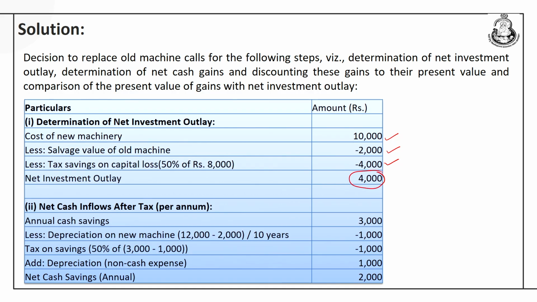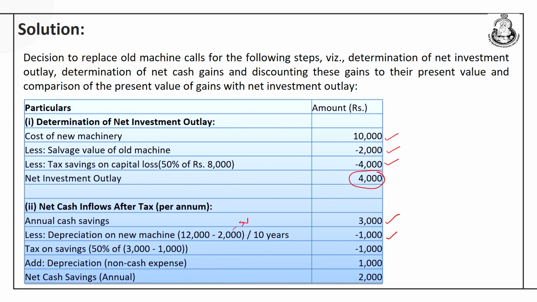Now, let us find out another set of variables, which is known as the net cash inflows after tax. So, annual cash saving is 3,000, depreciation on new machine is 12,000 minus 2,000, that is the salvage value from the machine, divided by the life of the machine, that is 10 years. So, here we get 1,000 as the amount of depreciation to be charged every year.